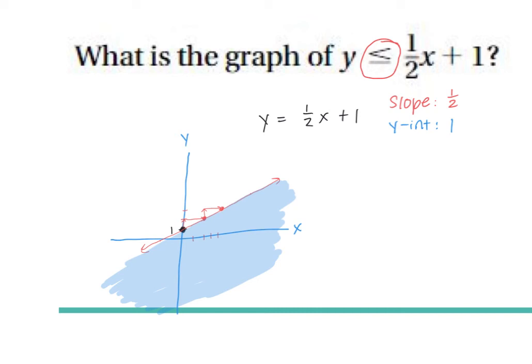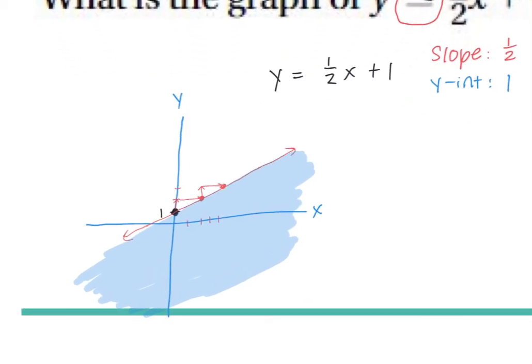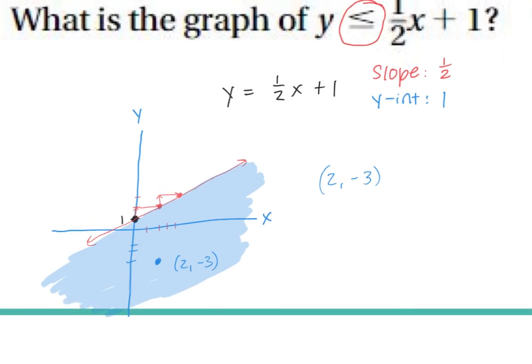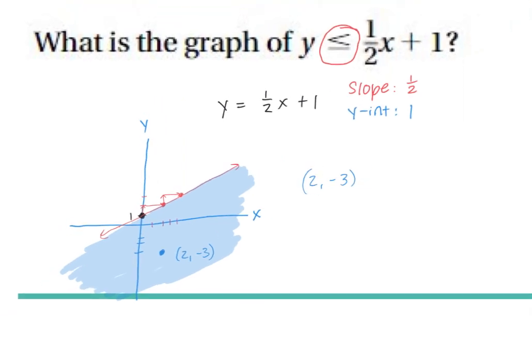Joaquin? (2, -3). Love it. (2, -3) would be 2 units to the right, 3 units down, so somewhere over here. That absolutely lies in the blue region. And let's check it. So is (2, -3) a solution to our inequality?